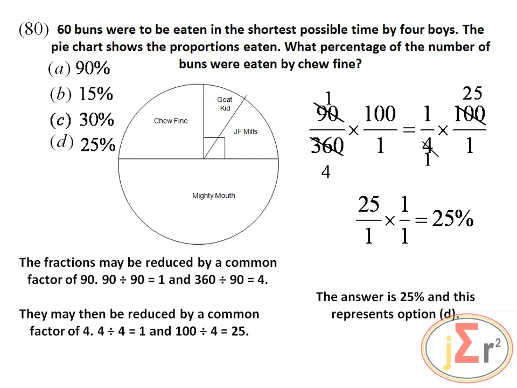The answer is 25%, and this is going to be represented by option D right there.